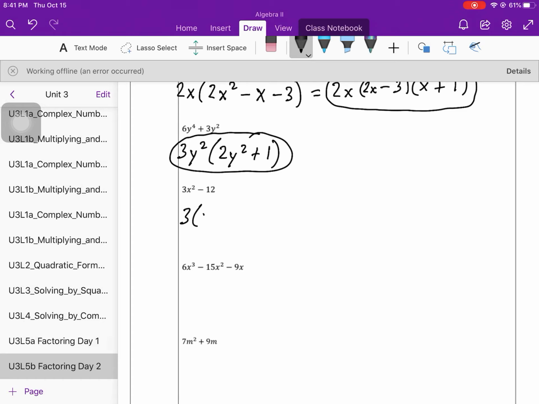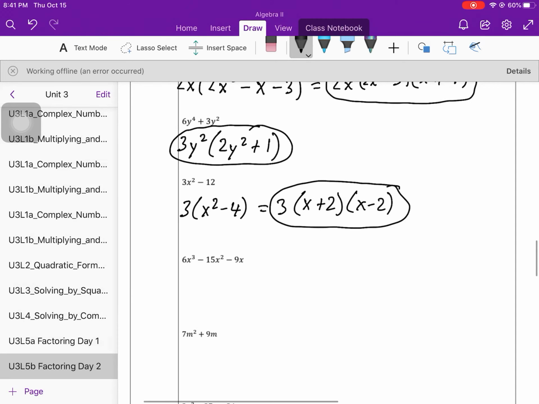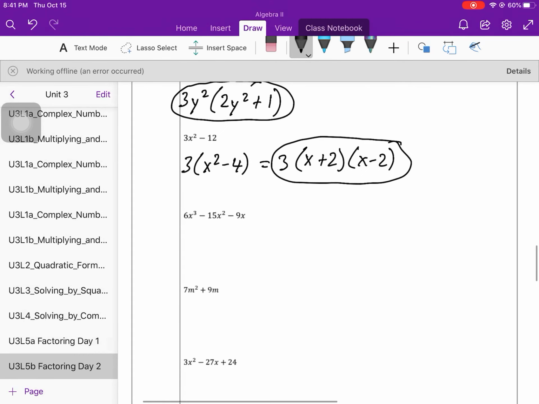This next one, we can take out a 3 from both of the terms. So we're left with x squared minus 4. Ooh, that's a special pattern, so we can actually factor that. That's a difference of squares, so that's going to be an x plus 2 and an x minus 2. Another one that is easy to forget.